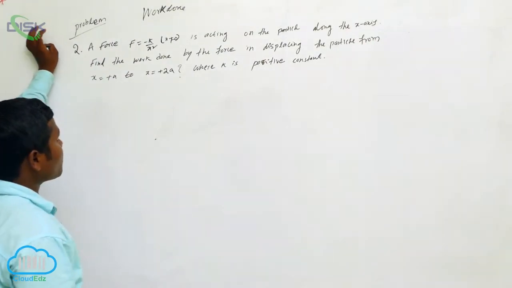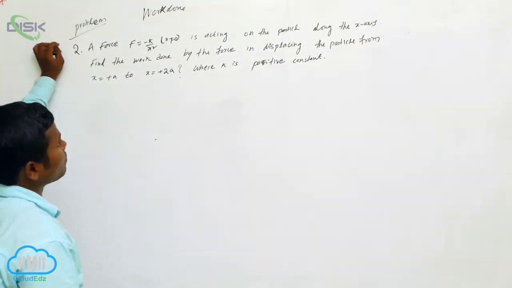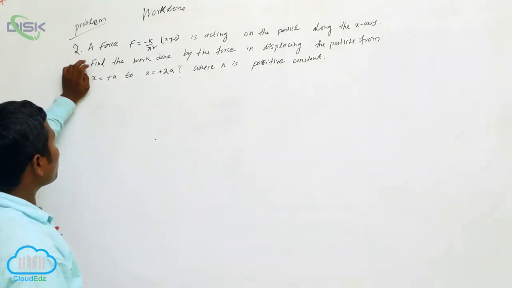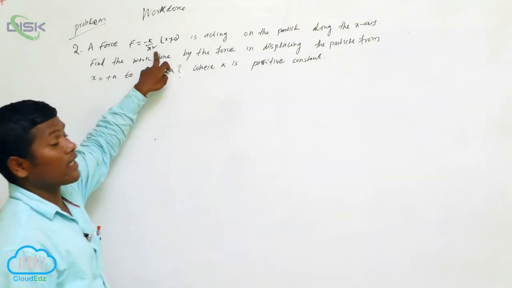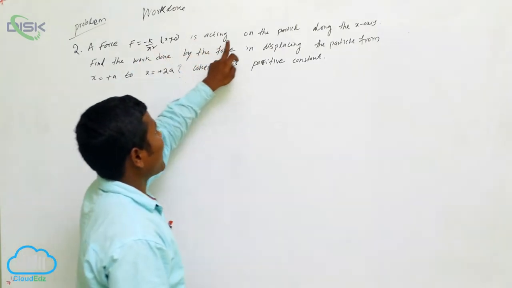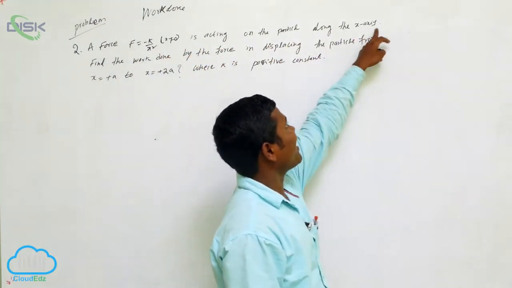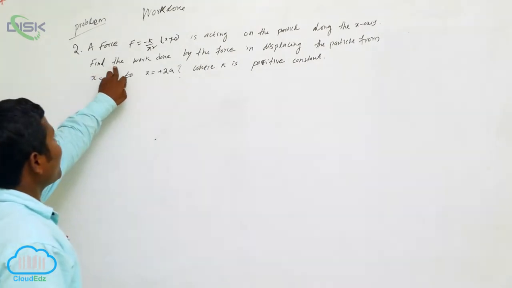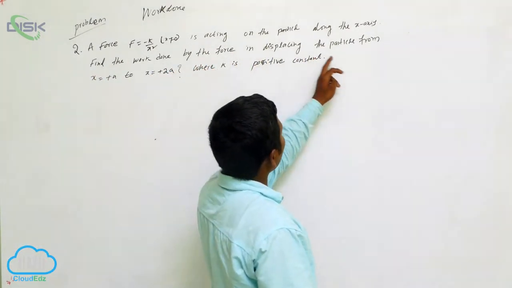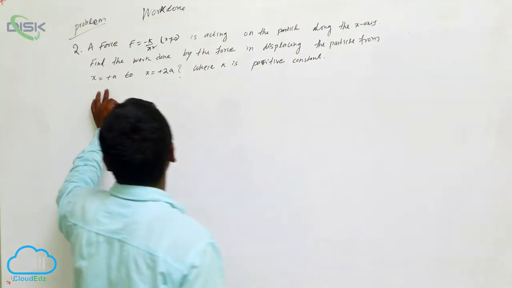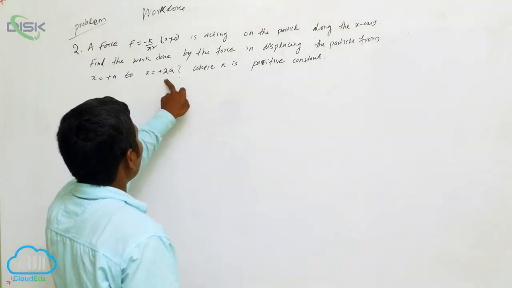So this is also the same problem. This is our last problem based on this principle. A force F is equal to minus K by X square, where X should not be zero, is acting on the particle along the X axis. Find the work done by the force in displacing the particle from X equal to A to X equal to 2A.